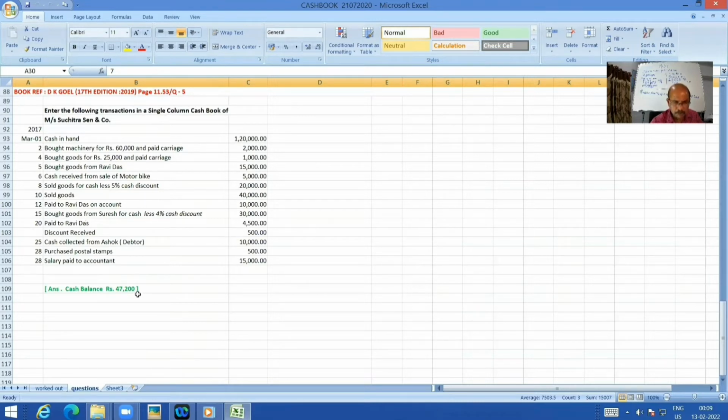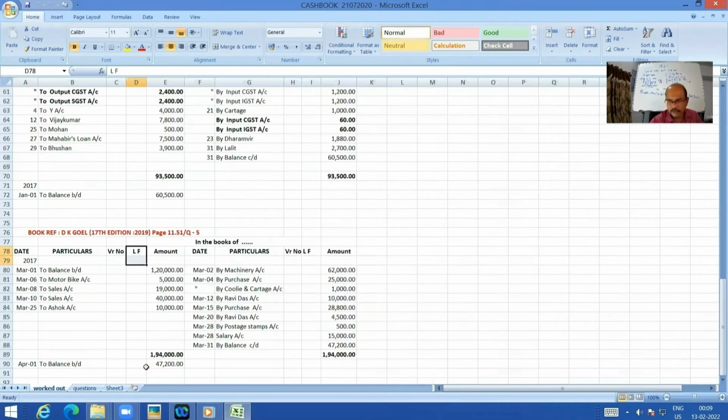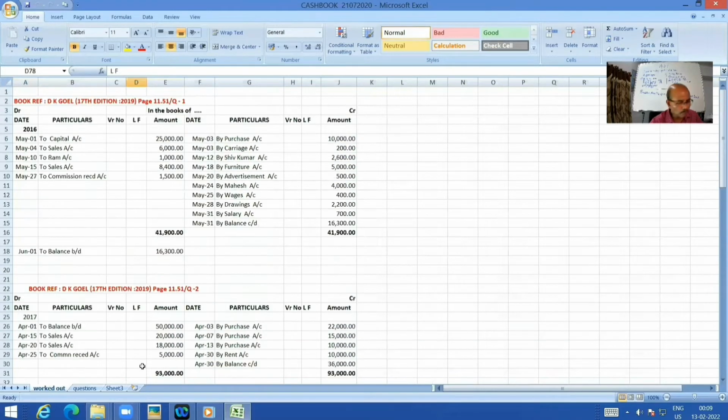Now my job is to explain each and every entry and arrive at this balance. So let's start. Let's go back to question number 1. In question number 1, what the gentleman has told is that he commenced the business with cash 25,000. Think of the journal entry, cash to capital. Yes, that's all, cash to capital, 25,000.